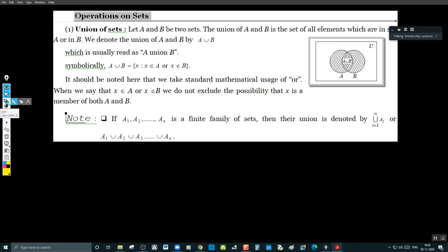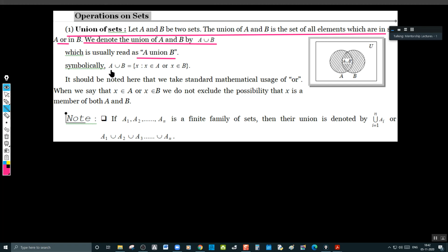This is union of sets. Now, because the explanation is completed, let us say this: union of sets. The union of A and B is a set of all elements which are in the set A or in B. Underline that 'or'. We denote the union of A and B by A union B. The symbol is taken from U of union.